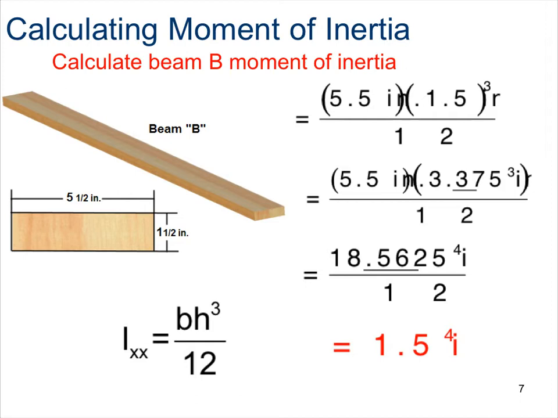Recall that beam B is laying down flat, so it's called a plank, and that's in the horizontal orientation, where the base is 5.5 inches and our height is 1.5 inches. So if I plug those two values into my formula for moment of inertia, we get 5.5 times 1.5 to the third all over 12. And if I simplify that, I get 1.5 quad inches.